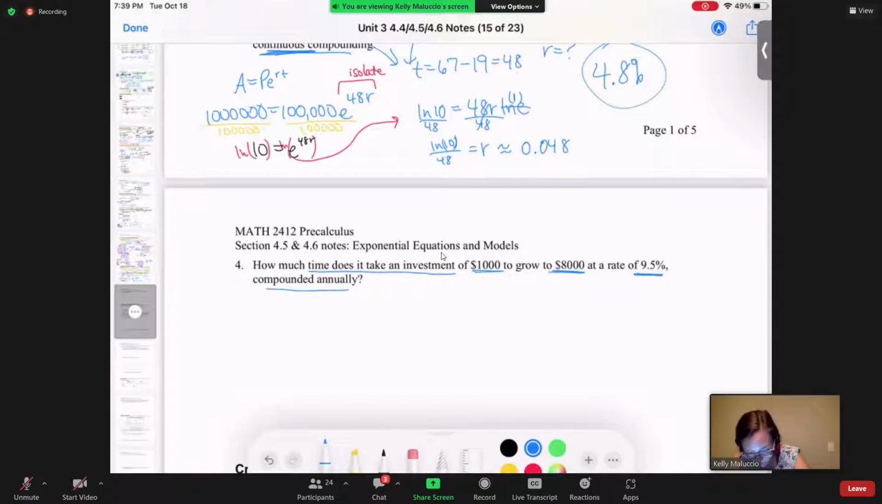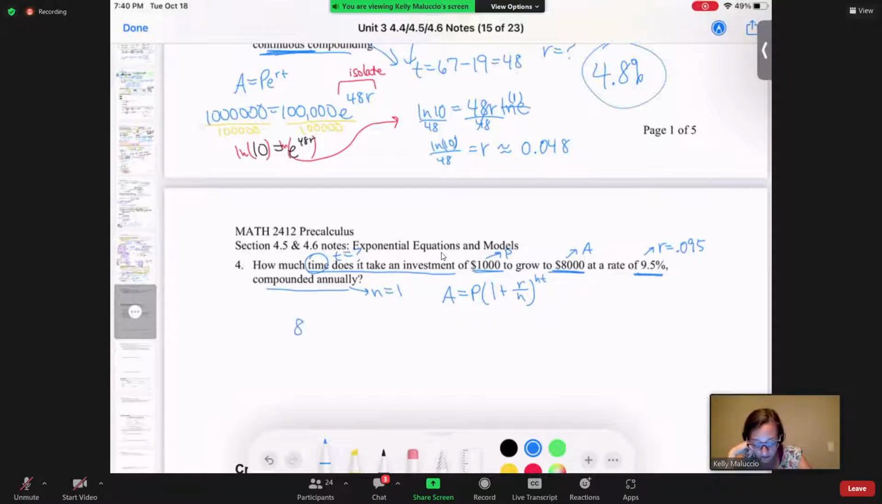Okay, so let's figure out what this means. 1,000 is our P, 8,000 would be our A, because that's what we want it to be. Our rate is 0.095, and annually equals 1. So I'm using this formula, P(1 + r/n)^(nt). And what am I looking for? Time. T equals who knows, right? The first example, we calculated for a rate and we used logs. We can also calculate for the time and use logs.